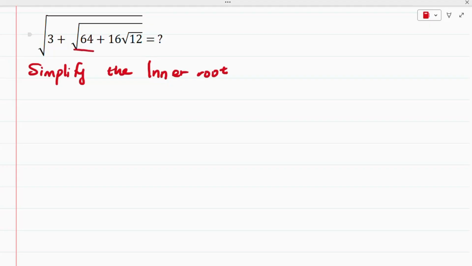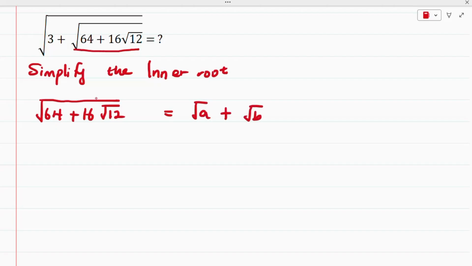We have this to this point to be the inner root, so I'm just going to write this out. So I'm going to have this to be 64 plus 16 into the square root of 12, and we can easily rewrite this to be equal to the root of a plus the root of b by applying the property of nested radicals. Now we are applying the property of nested radicals because these innermost roots right here have rational and irrational roots. Okay, so that's the main reason why we need to apply the property of nested radicals.